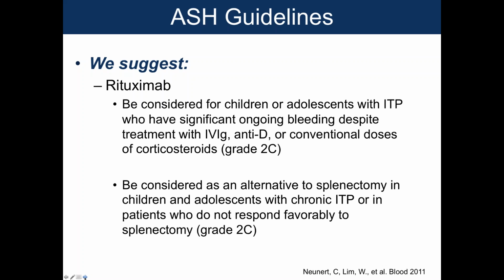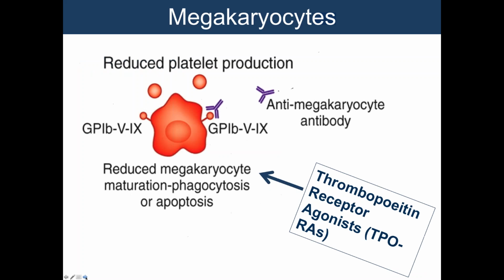So based on this information, the ASH guidelines suggest that rituximab be considered for children or adolescents with ITP who have significant ongoing bleeding despite treatment with first-line therapy, and that it be considered as an alternative to splenectomy in children and adolescents with chronic ITP or in patients who do not respond favorably to splenectomy. But as you can see, these are both very low-grade recommendations, which is why we use the wording "we suggest." They both received a grade 2C, meaning a low level of recommendation based on weak evidence.